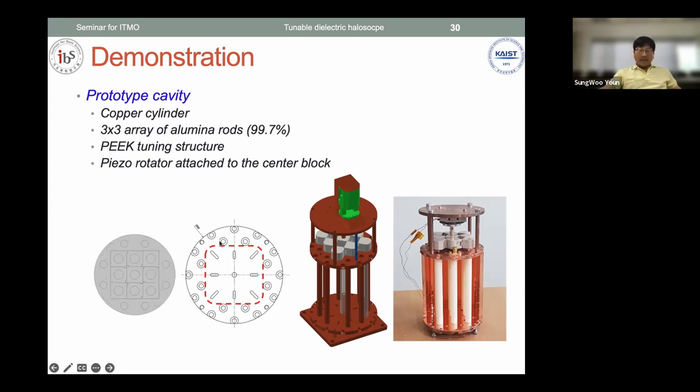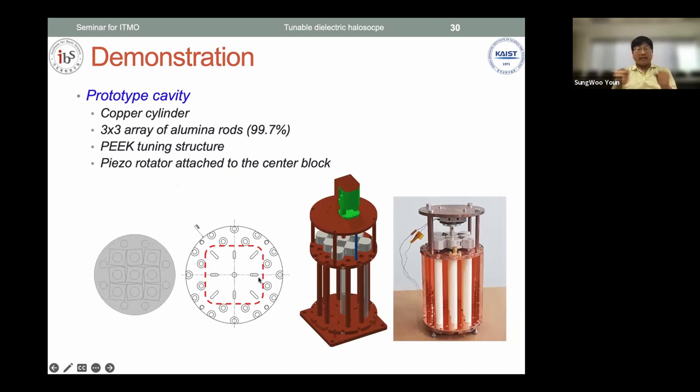And then if you look at it very closely, while expanding or contracting, the rod moves only in a radial way, something like that, okay? That's why the end cap has a slot like this, okay?